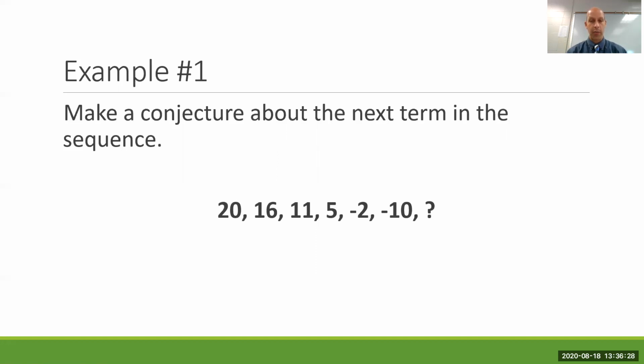I'm going to look at these numbers and try to figure out if there's anything I can conclude about them. Okay, I think I see it. They're decreasing as I go along, right? They keep going down. This one went down by 4, because 20 minus 16 is 4.